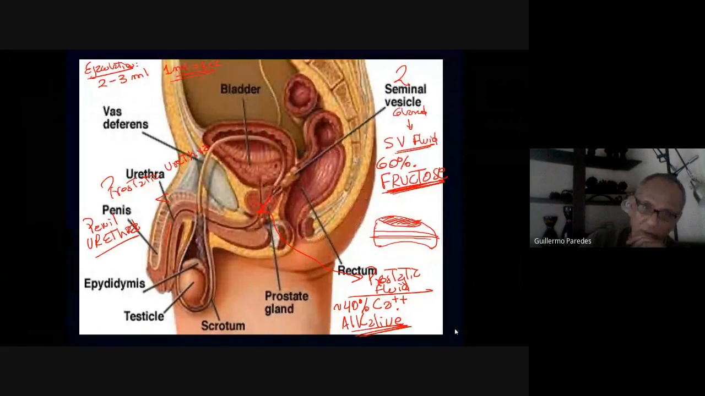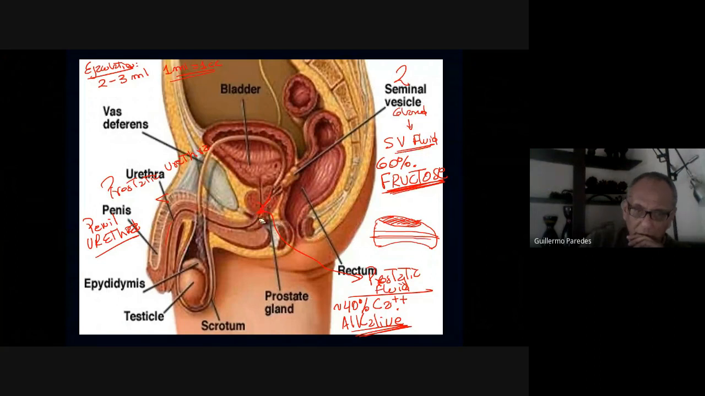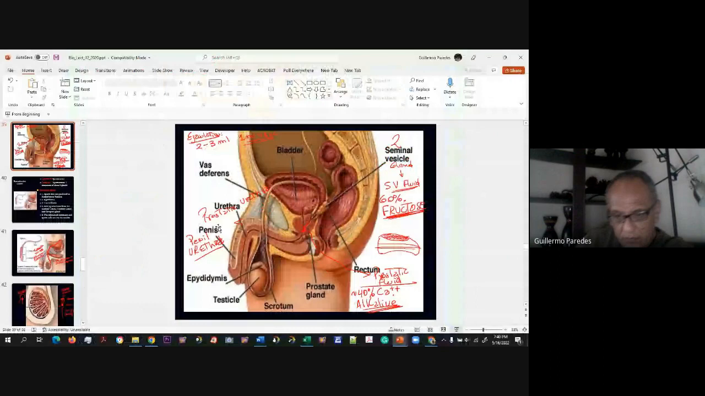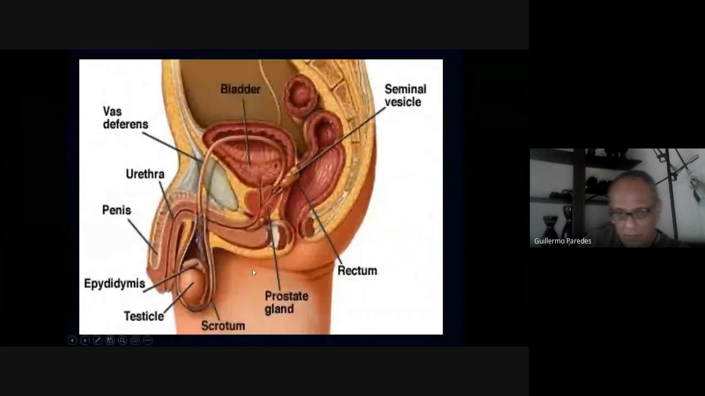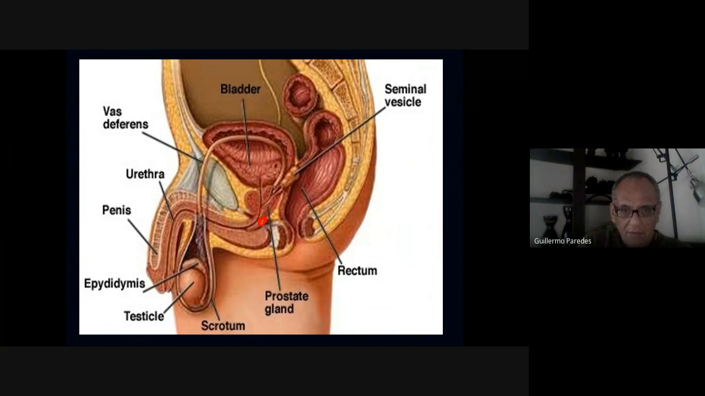Okay. Then the last part, and then I'm going to recap and put it together. We have another gland. We have another glands that are here, after the prostate. These glands are going to be called the Cooper's gland. And these Cooper's glands are going to secrete a clear fluid that is going to be used as a lubricant. This lubricant is going to be secreted during the arousal of the person in order to prepare for the intercourse.